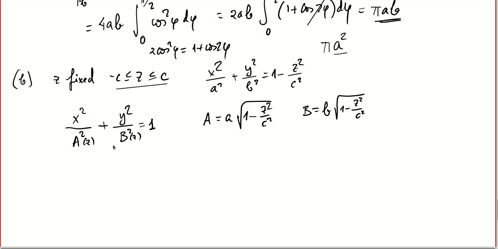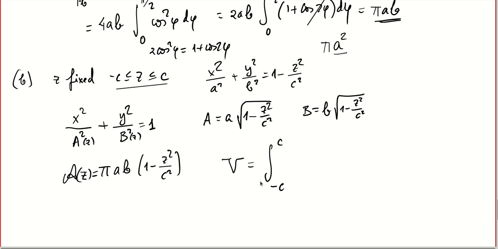Okay, so if it is an ellipse, we know the area of this cross section, because the area of this ellipse is equal to pi times the product of the two semi-axes, which is the formula that we have here. So we have a times b, and the square root of this, which is 1 minus z squared over c squared. So we have the area of the cross section. And now we apply Pappus theorem, and the volume is calculated as the integral from minus c to c, over the whole range of values of z, of the area of the cross section, which is this.